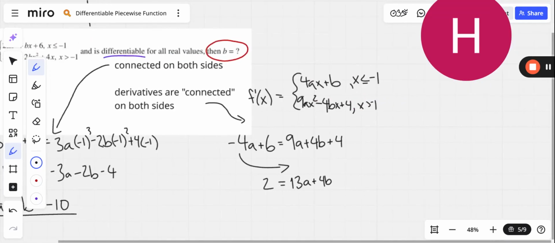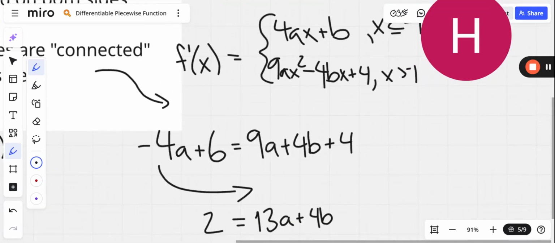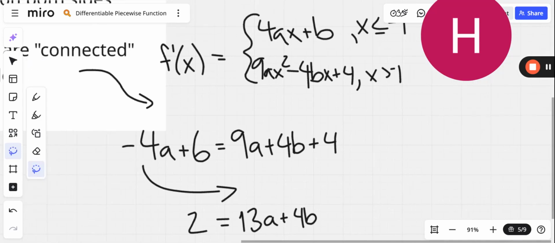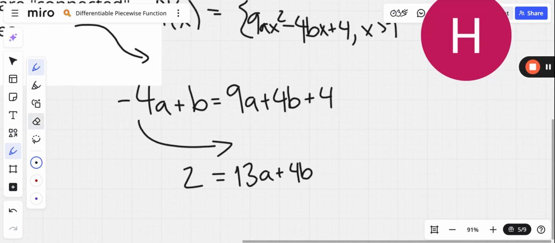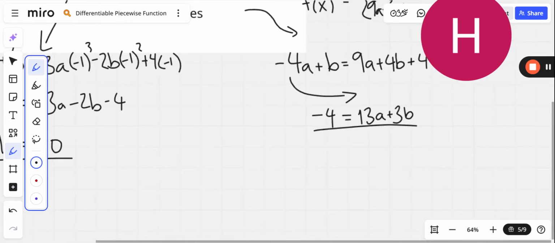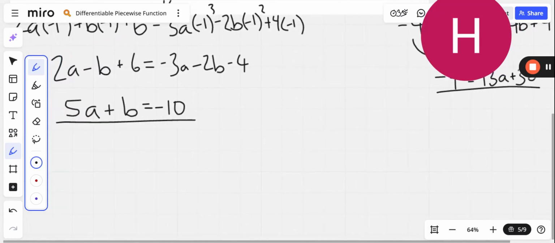Oh, was it a b? It was a b. See, my b's look like 6's. It's notorious. That is a b. There we go. So this is going to become 13a plus 3b, and then we're going to have -4 on this side. Okay, so again, we get kind of stuck here, but if we put these together, we can reconcile.